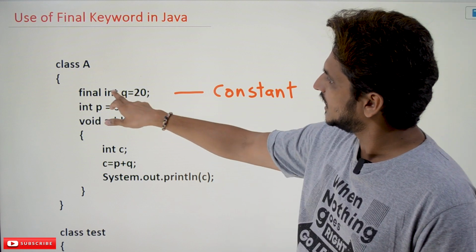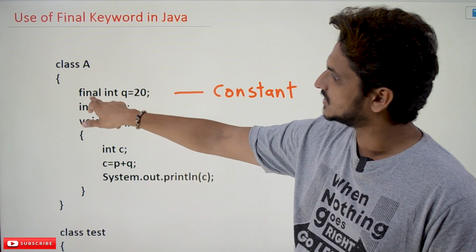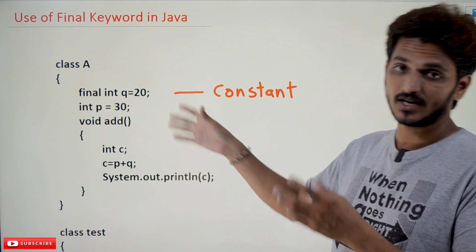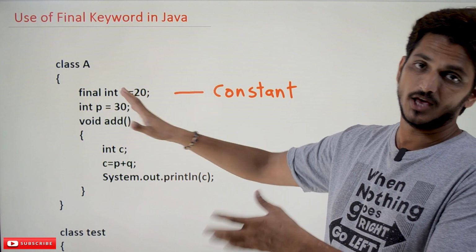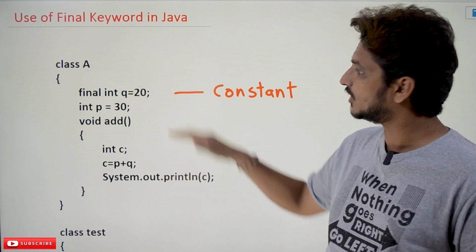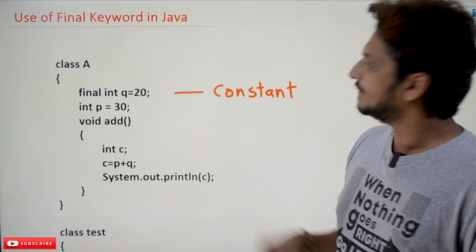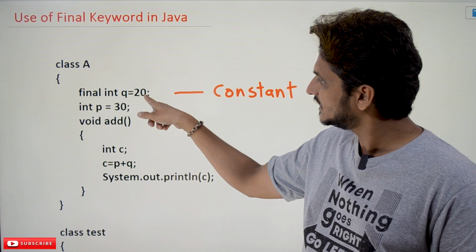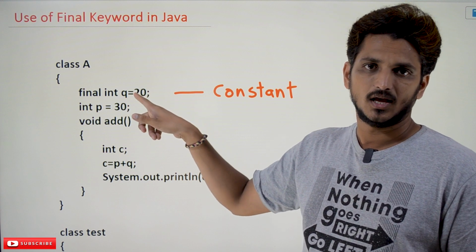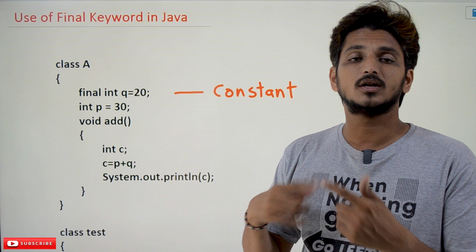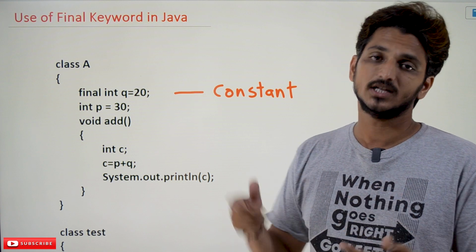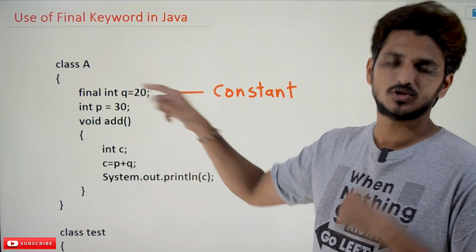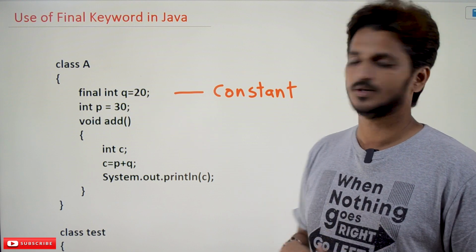Suppose you use int q is equal to 20, and before this int we are using the final keyword. That means we used the final keyword before a variable. If you use this before a variable, it works as a constant. This variable q is taken as a constant. Once you assign the value 20, we can use that value, but we are not able to modify it. That is what constant means. We cannot modify q. We can use q.